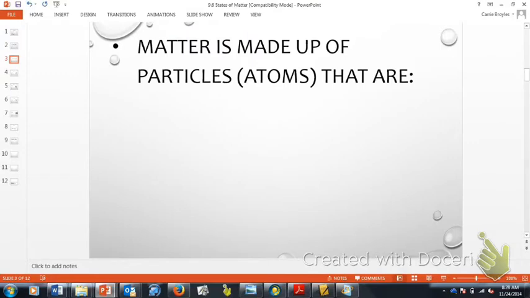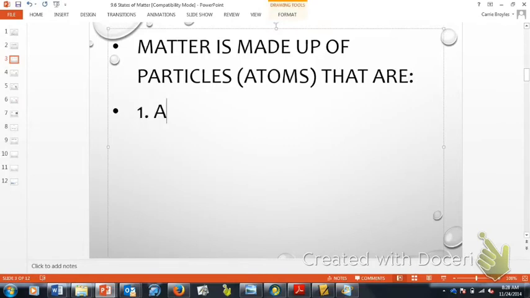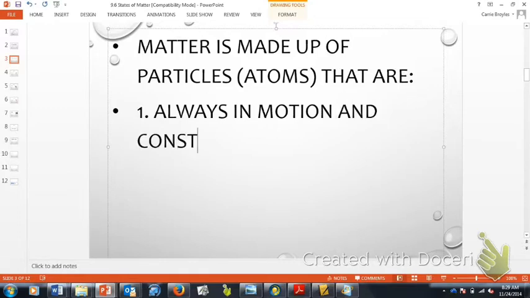Before we move on too much further and talk about the individual states of matter, we need to remind ourselves about these particles. Remember that these particles that they're talking about are atoms, okay? So it says matter is made up of particles or atoms that are, there's 2 things that we need to pay close attention to here. They're always in motion. Even in a solid, when you think something is frozen and it's not moving, at the atomic level, those particles are moving. So they're always moving and constantly bumping into each other.